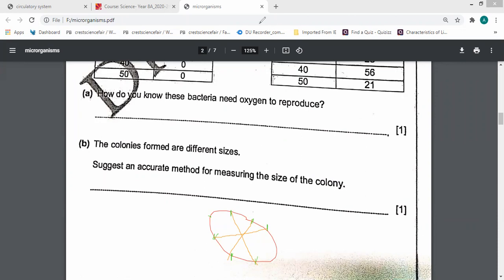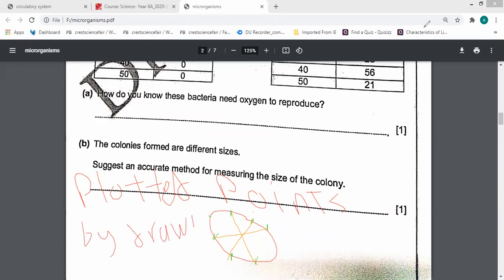You hear me, guys? Yes, we do. Okay, I will write it. Plotted points by drawing and joined together with ruler.